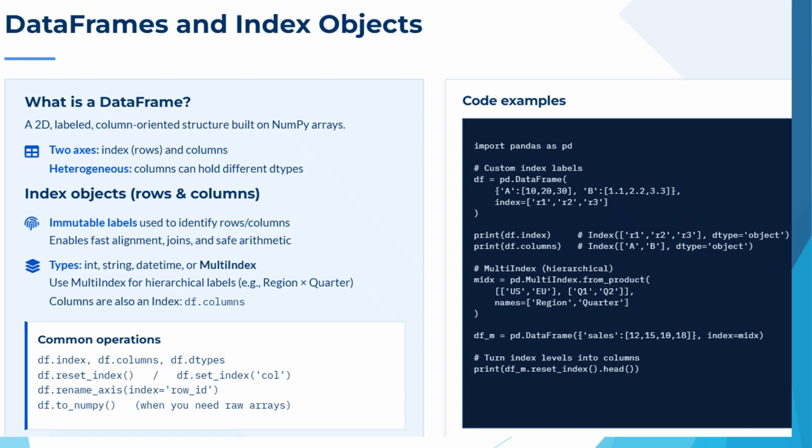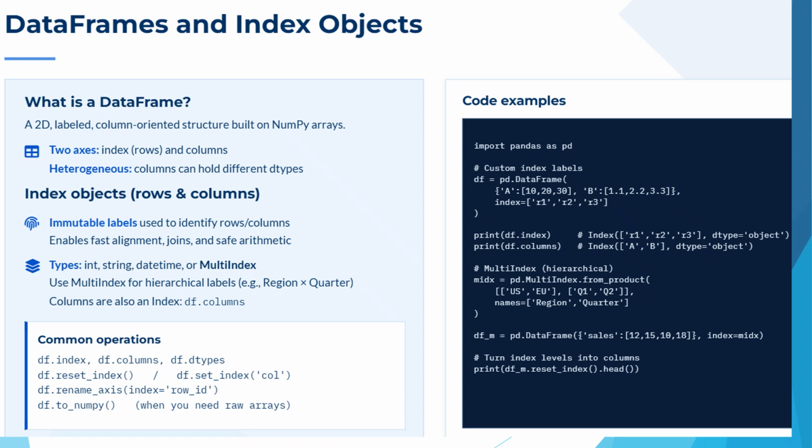and safely. Indexes can be of different types such as integers, strings, or datetime values depending on the nature of the data. In more advanced scenarios, pandas supports multi-index, which allows hierarchical indexing where multiple levels of indexing are used, such as organizing data by region and quarter. This is especially useful for representing complex datasets with multiple dimensions.